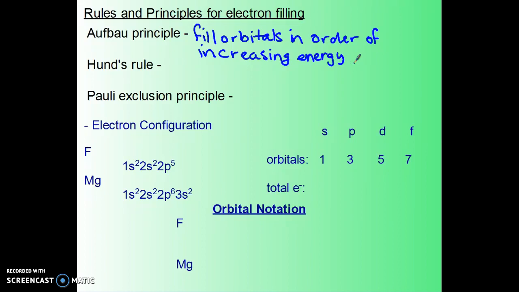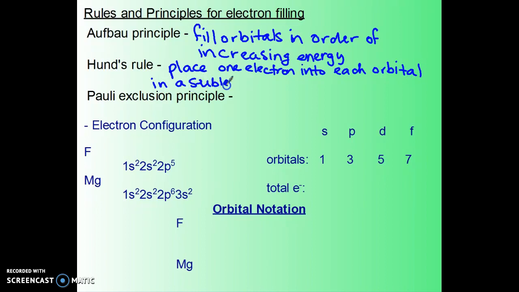All right, so the next rule is going to be Hund's rule. Hund's rule will really make more sense after we move to orbital notation in a moment, but it says that we are going to put 1 electron into each orbital before we put its buddy electron or its pair into that orbital. So place 1 electron into each orbital in a sublevel before pairing.